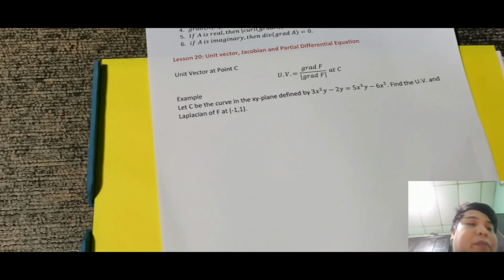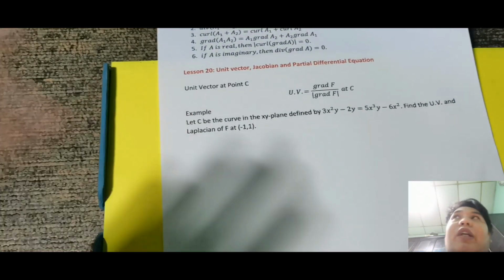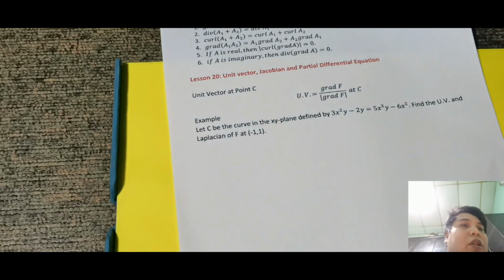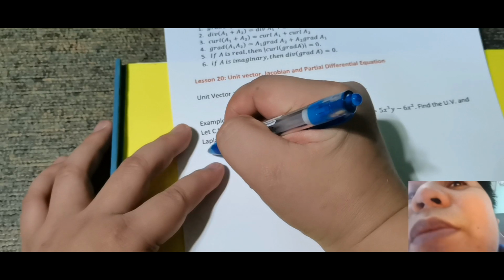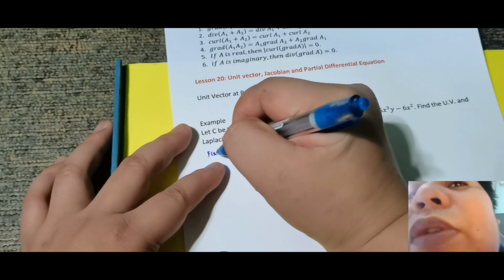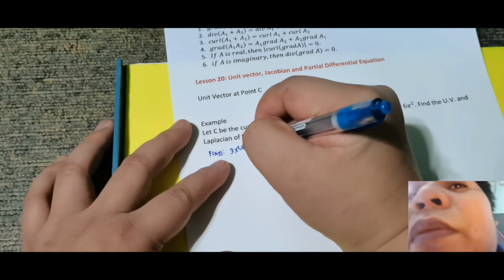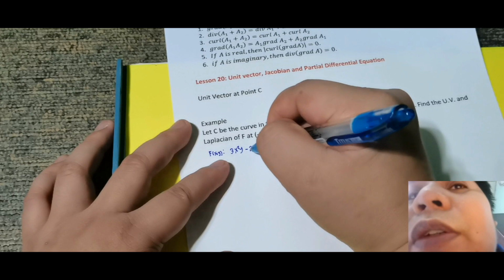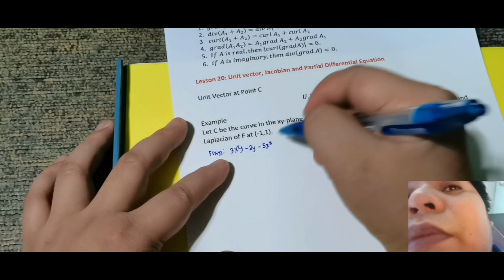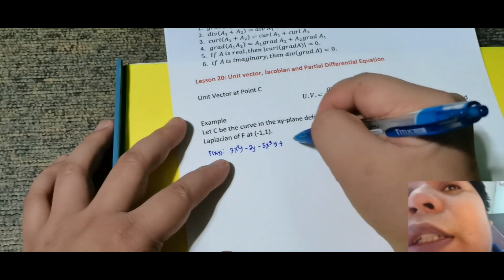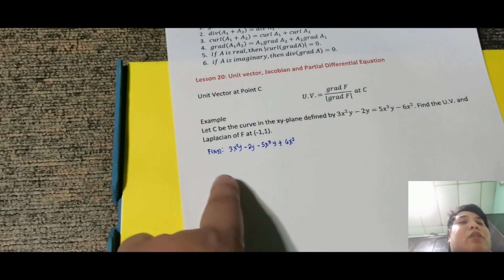So, sir, wala po ako nakikitang f. So, para makita mo yung f, lahat yan, ilipat mo sa right side or sa left side, I mean. Okay, so, naka-equate sa 0 siya. So, assuming na siya yung f of something natin. So, yung f of x, y natin, hindi ko sinasabing equivalent, pero siya si 3x squared y minus 2y minus 5x cubed y plus 6x squared. So, disregard ko muna yung equal sa 0. So, alam ko na ito yung ating f.